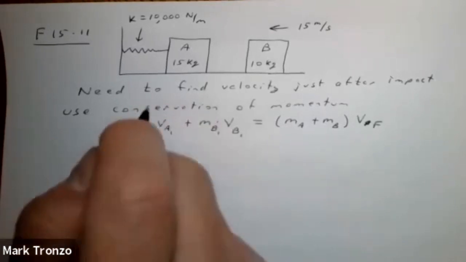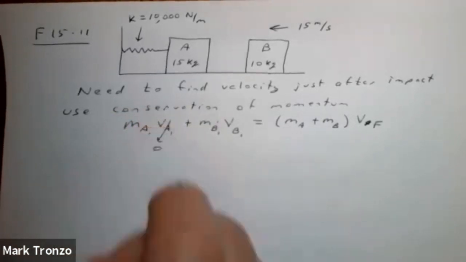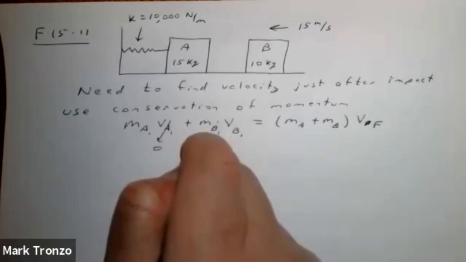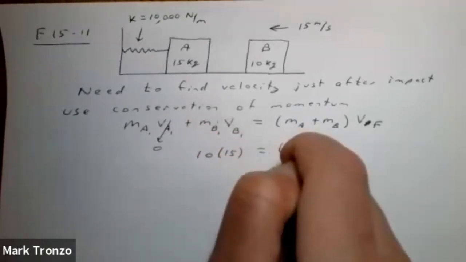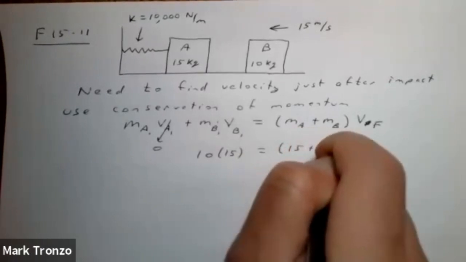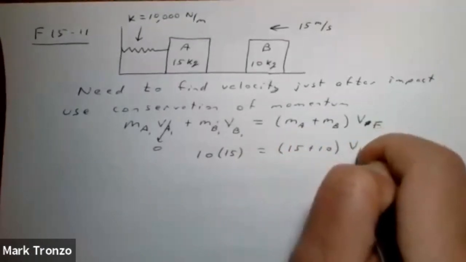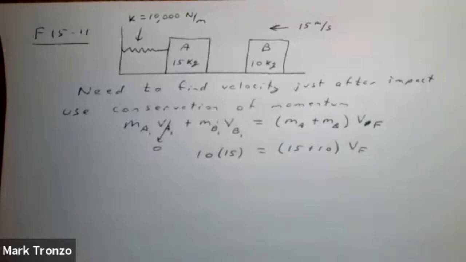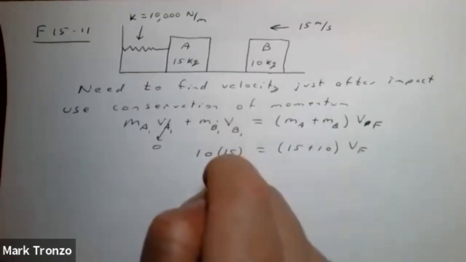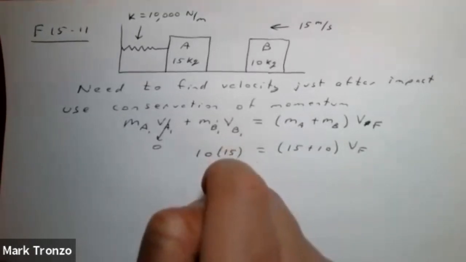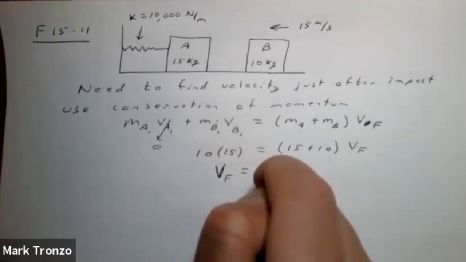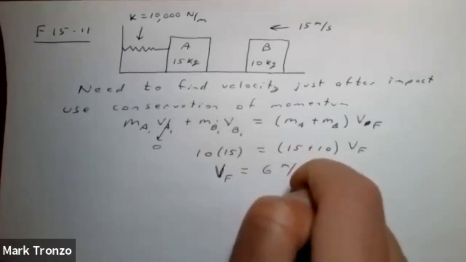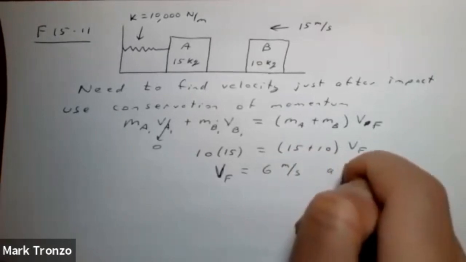Again, to start with, A is motionless, so it's going to be 0. So we're going to have 10 times 15 on the left. And then our mass on the right is 15 plus 10 times VF, final. And you can see that easily, the velocity after impact is going to be 6 meters per second after impact.